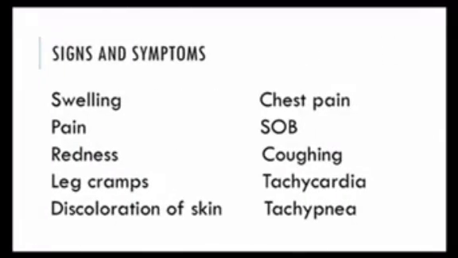About half the people with DVT don't have symptoms. Any symptoms that do occur will be in the affected leg or the area where the clot is found. Signs and symptoms can include swelling, pain, redness, leg cramps, and discoloration of the skin. If the clot moves into the lungs and you develop PE, you may have symptoms such as chest pain, shortness of breath, coughing, tachycardia, tachypnea.